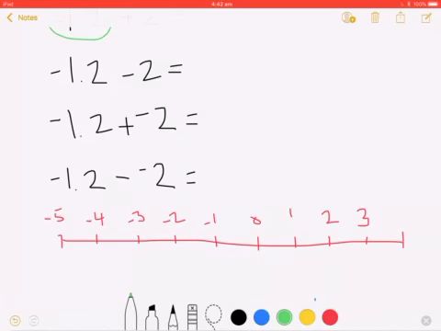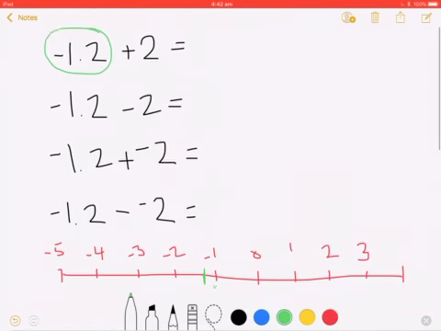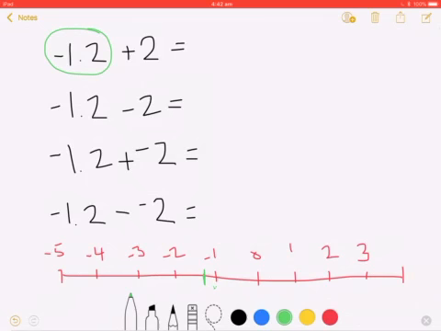So that's negative 1.2. So if this is negative 1 here, 1.2 is going to be 2/10 of the way over. So it's going to be there. That's my starting point, nothing else. And it doesn't matter whether it's a negative number or a positive number, it'll just be simply wherever I start on this number line.